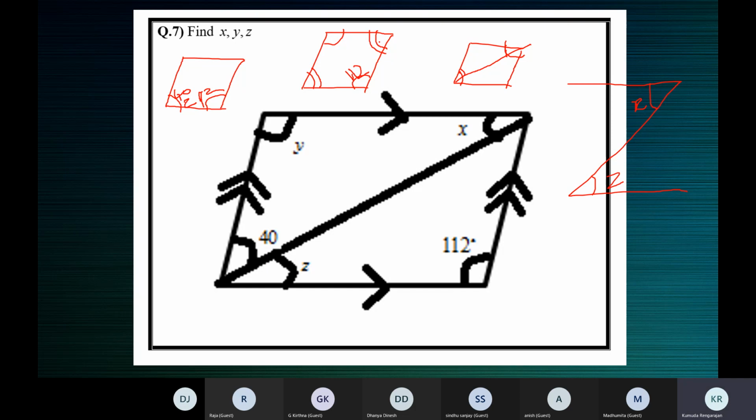So 112 plus this angle is 180, correct? But X does not represent this entire angle. X represents only a part or a portion of this angle. So we cannot use that property here to find X. Correct? Yes, ma'am.